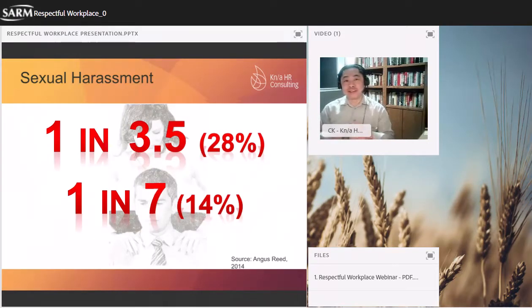In 2014, Angus Reid polled 1,500 working adult Canadians, and this is what they found out. 28% of people were sexually harassed, and 14%, or 1 out of 7, had unwanted contact. So whether it's touching or worse. So what does this mean?